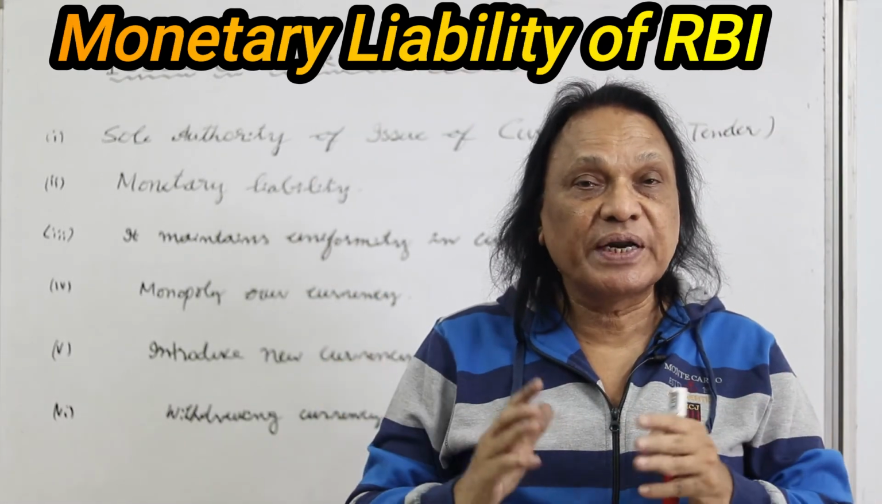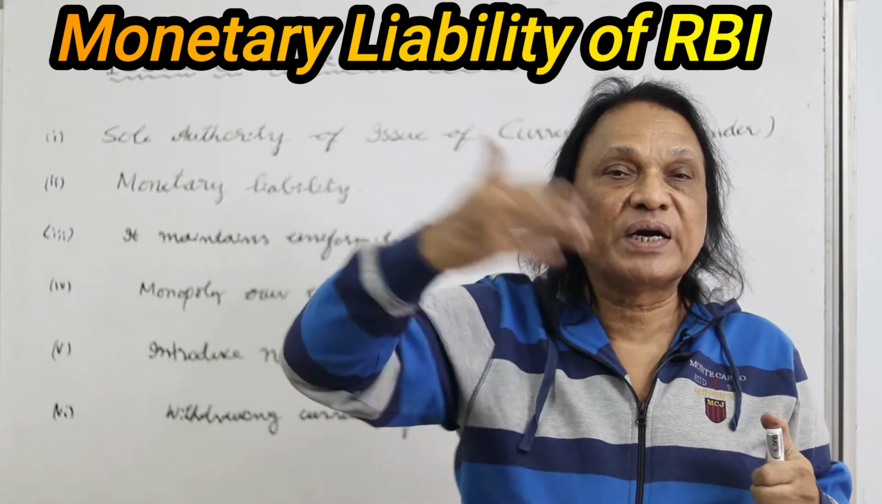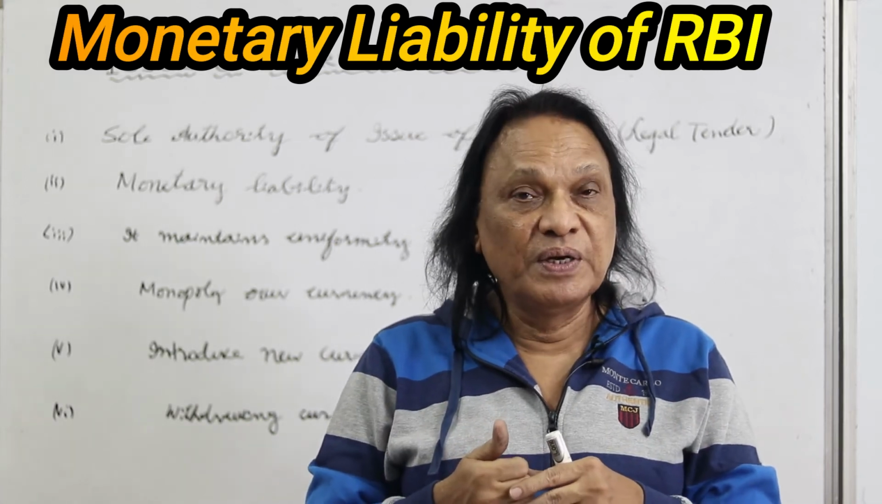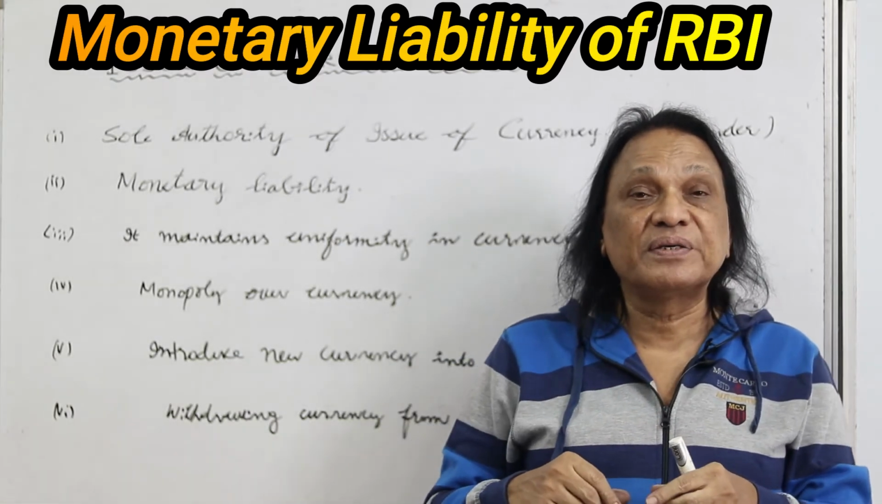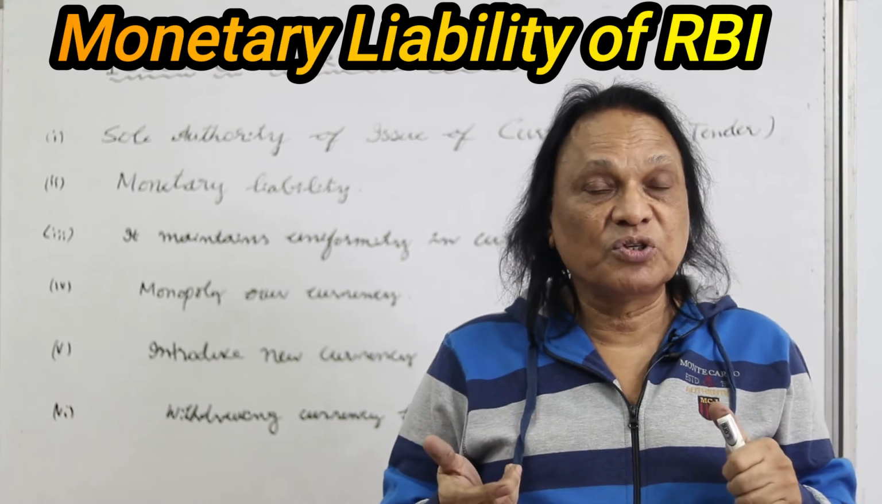What exactly is monetary liability? Monetary liability means whenever the central bank issues the currency, it's a kind of promissory note. They are making a promise to the people. That's why on the currency notes you find, "I promise to pay the bearer a sum of rupees 2000." It's written on the 2000 rupee note.